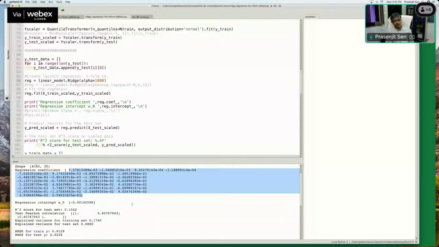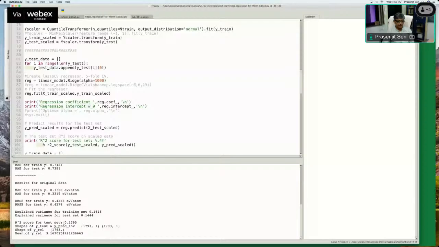This was to show you the simplest, the linear models, but these poor values of R2 score, or the explained variance of the test set, we would like these to be closer to 1, but these are very small. So obviously, ridge regression or lasso or the linear model is not a good model for prediction of heat of formation based on the sine matrix eigenvalues. So we'll now go to a much more complex model.